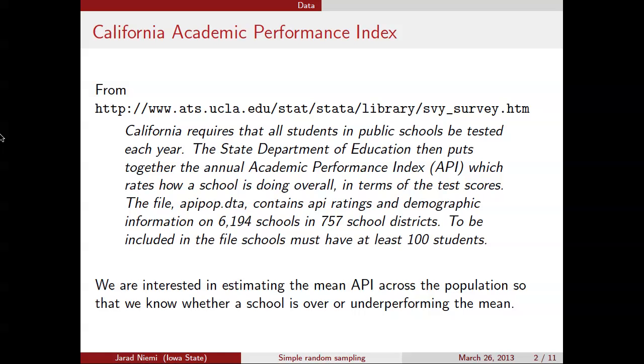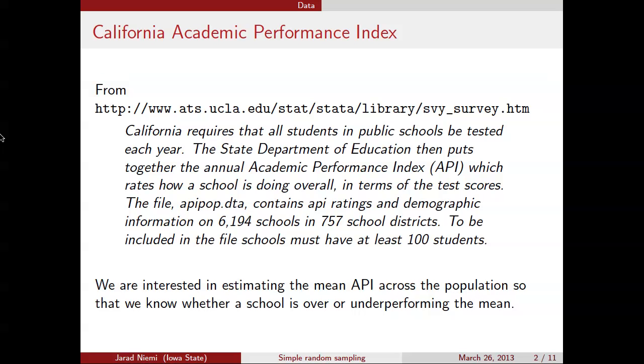So we're going to be interested in estimating the mean academic performance index across the entire population, that is, this entire 6,194 schools. What we're going to do is take samples from it and then see how we use that sample to estimate that mean. Since we have all the data, we would just calculate the mean, which is the first thing we're going to do so we can check our answers.